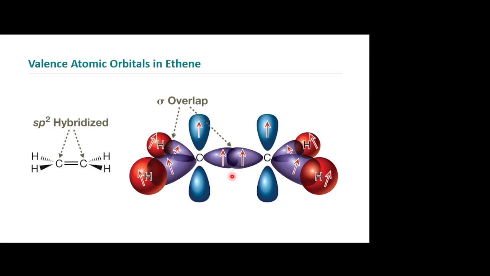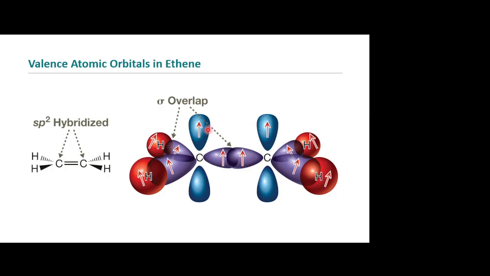Now, when you overlap these, these are sigma bonding orbitals, right? Everybody okay with that so far? So we have a sigma bonding right here. These are the carbon-hydrogen single bonds here. So that would be the single bond part of that carbon-carbon bond, right?